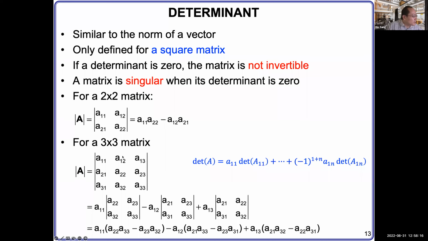And then for the 3D matrix, we first select a row or column. Can you guys hear me?